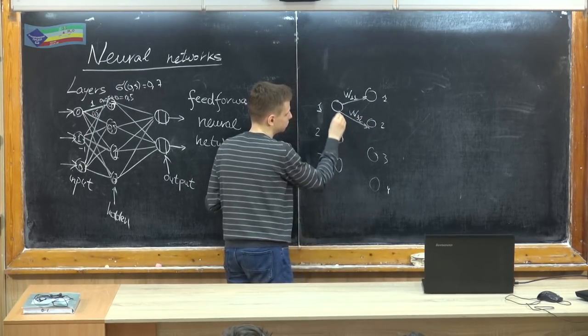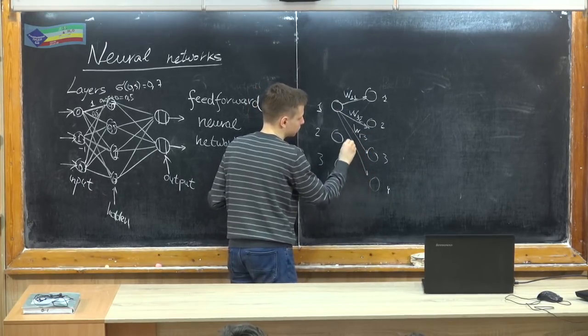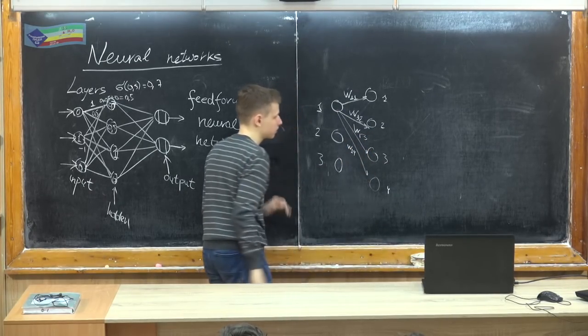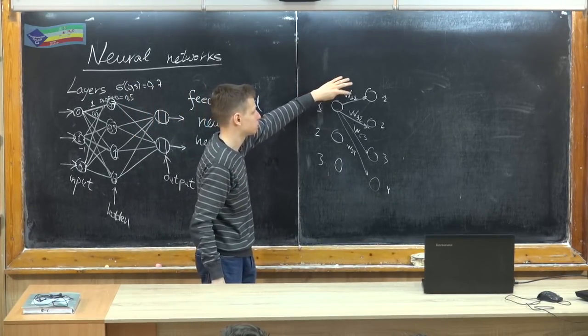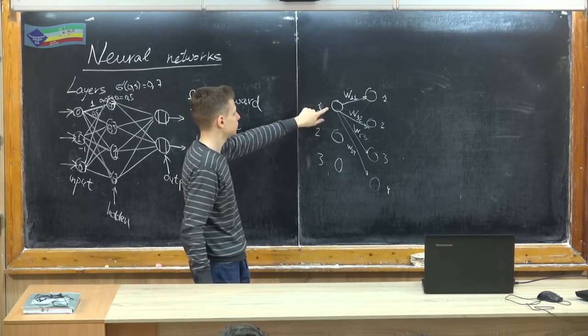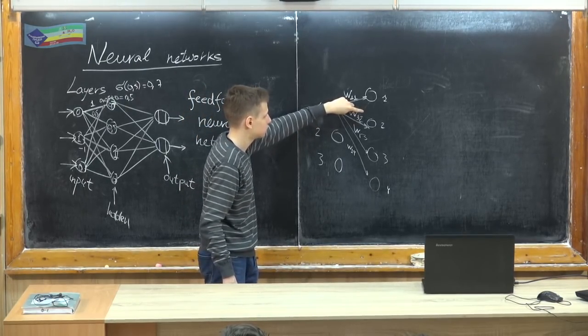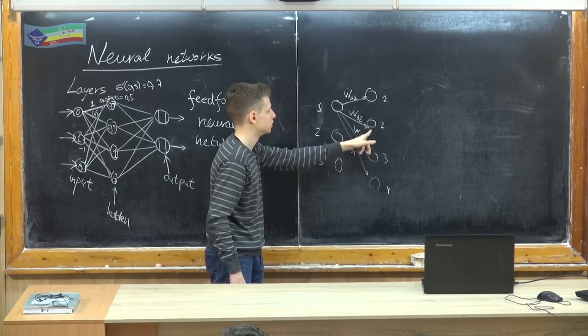Weight 1, 1, weight 1, 2, weight 1, 3, weight 1, 4. So this is how it will be stored. You can see that the first index is the same as the input neuron, and the second index is the same as the number of the hidden neuron.